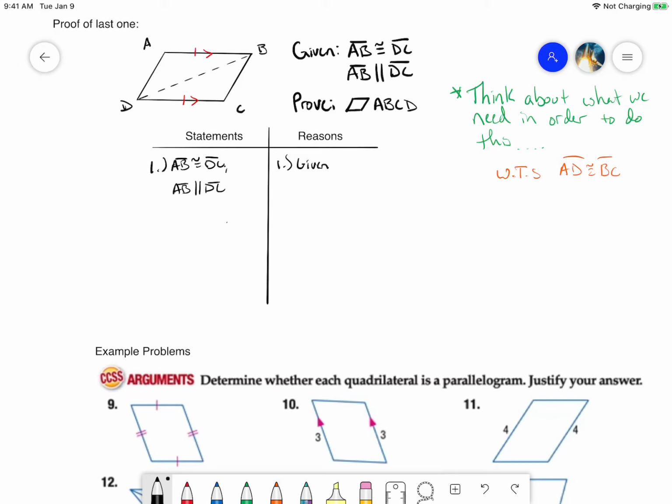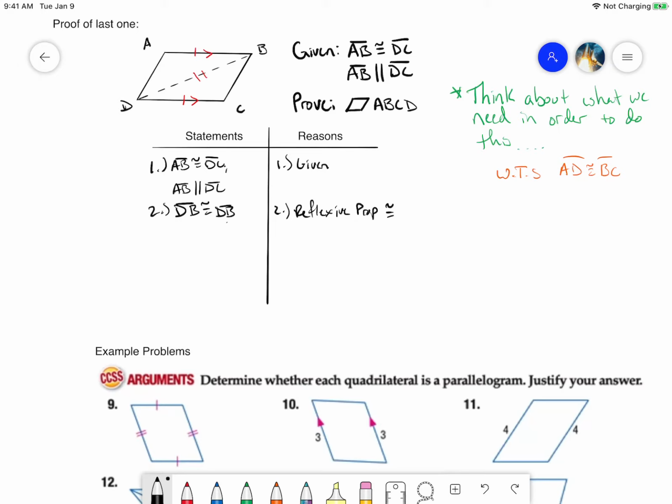Now for the second step, we're going to use one of these two ideas. Since our diagonal DB is there, let's introduce that into the proof. And let's just say that DB is congruent to itself by the reflexive property of congruence. Okay, so right now we've just shown that we got that one.